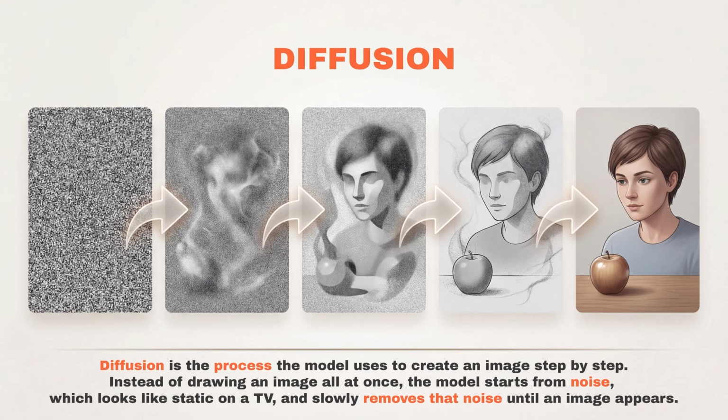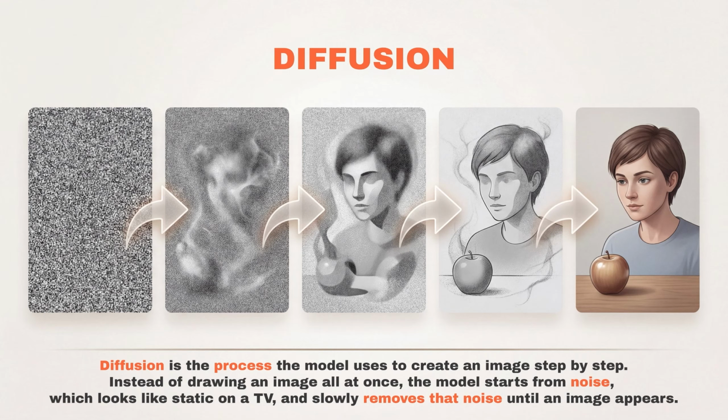Early steps reveal very rough shapes. Later steps reveal clearer forms. Final steps add fine details and texture. Image generation is therefore a gradual process. It goes from noise to less noise to recognizable shapes and finally to a finished image.